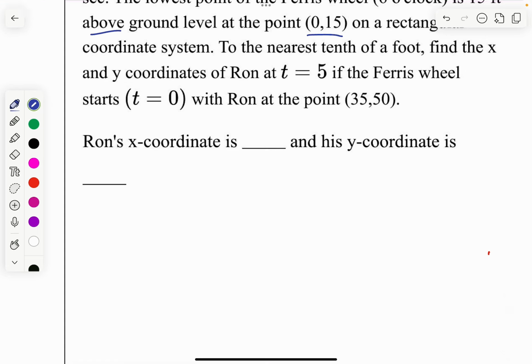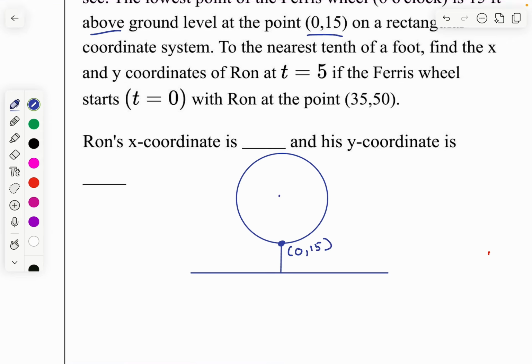Okay, so let's draw a Ferris wheel first. Here's the ground. Here's my Ferris wheel. We're told that this point here is (0, 15), and that the radius is equal to 35. So that's 35 feet. So that must tell me that this has coordinates 35, and then my height is 15 plus 35 because I'm up, and so that would be 50.